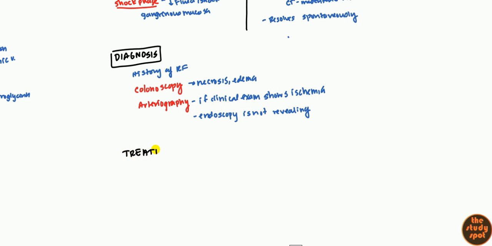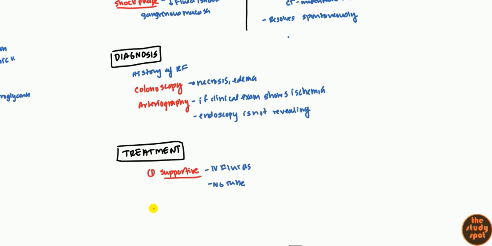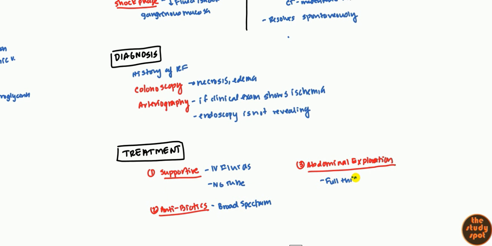So finally, treatment. The first step in treatment, especially if it doesn't seem too bad, is going to be primarily supportive. This involves IV fluids and a nasogastric tube for decompression. You also might want to give antibiotics, especially broad spectrum, again to prevent that translocation. And finally, abdominal exploration. This is done when you have full thickness necrosis on colonoscopy, or if you have a situation where it's not responding to supportive care.